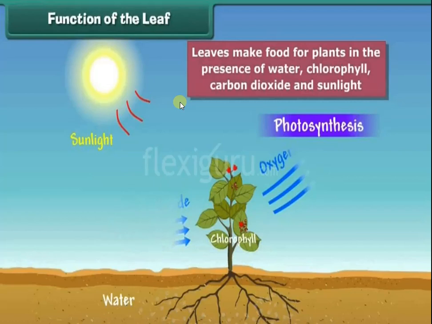Another leaf function is the preparation of food for the plant by the process of photosynthesis. What is photosynthesis? Leaves make food for plants in the presence of water, chlorophyll, carbon dioxide and sunlight. This process is called photosynthesis.